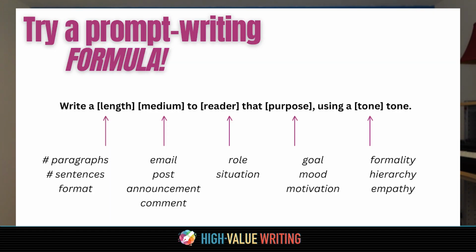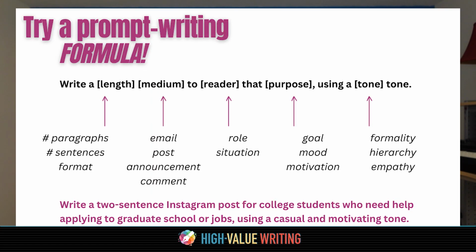Basically, here's the formula. Write a what length, what type of writing, to who, that, does what, using what kind of tone. We have 5 things in there, 5 best practices reflected into this formula. So here's an example of how it works. When I plug all of those in, I get something like, write a 2-sentence Instagram post for college students who need help applying to graduate school or jobs using a casual and motivating tone. That's the kind of prompt that's going to get me a result that works.